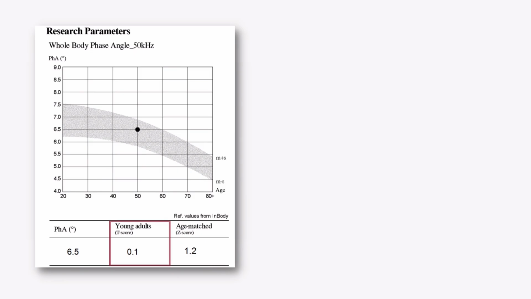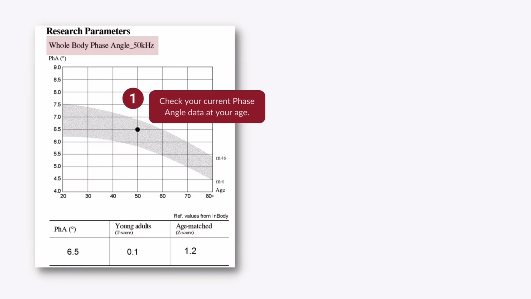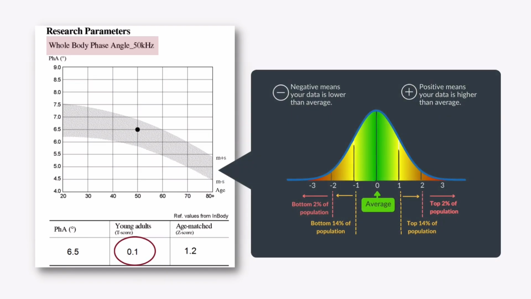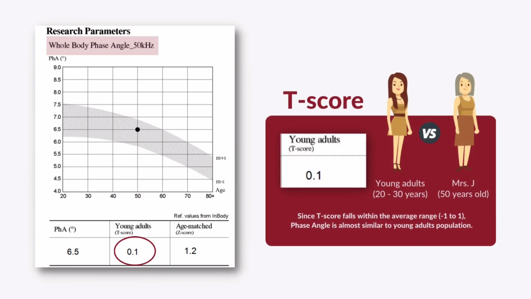Now that we understand what T-score, Z-score, and standard deviations are, let's learn how to interpret these scores and graphs effectively. Let's take a look at this evaluation graph for whole body phase angle. The first thing to do is check your phase angle at your age. For this person, the phase angle is 6.5 at the age of 50. Now, let's check the T-score, which is 0.1. Since the T-score falls within the average range of -1 to 1, this indicates that the phase angle is almost similar to that of the young adult population.